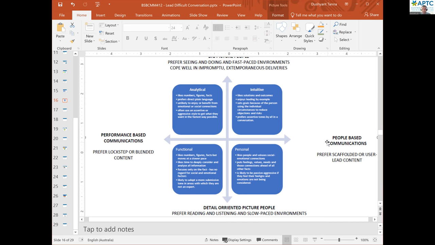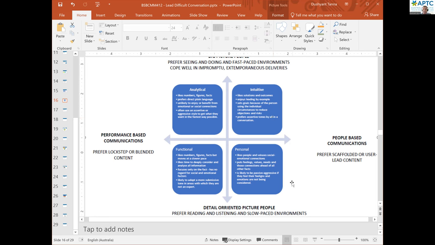Intuitive: who likes the solution and outcome, enjoys leading by example, sets goals because of the person using the individual circumstances to reduce objection and phrase, prefers an assertive tone. Yeah, I already shared it in chat. Maybe you need to zoom that file a bit.